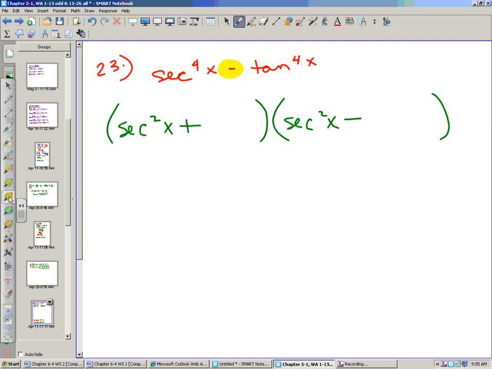How do I break down secant, or I should say tangent to the fourth? Tangent squared, and then what else? Tangent squared. Excellent. Okay, now your brain should be having alarms going off. Why? You could break them down more. You could technically. Only one of them breaks down. The one that breaks down is the second one over here. You could factor that further, okay?